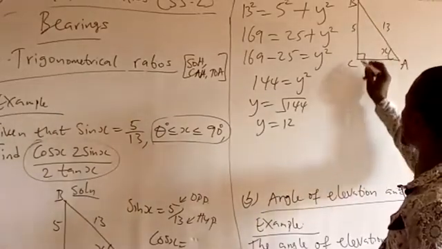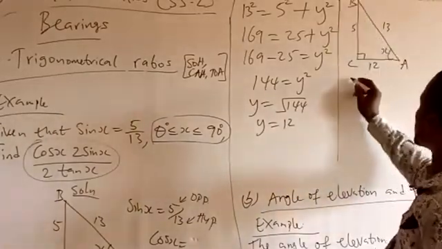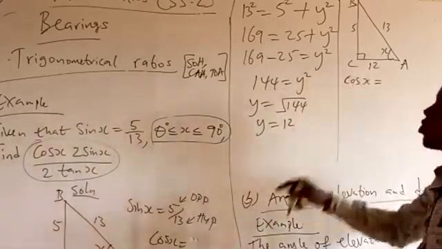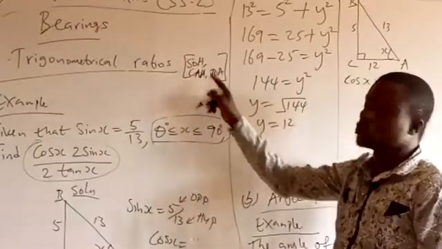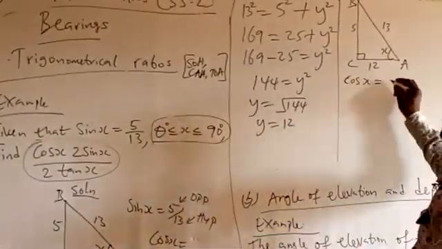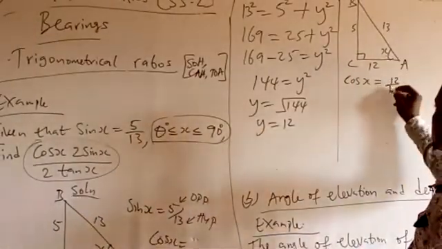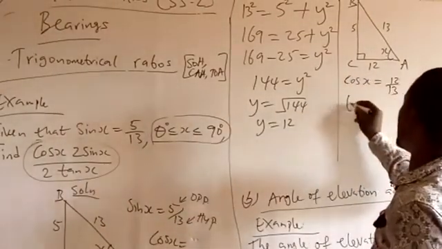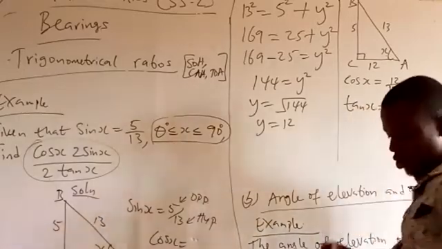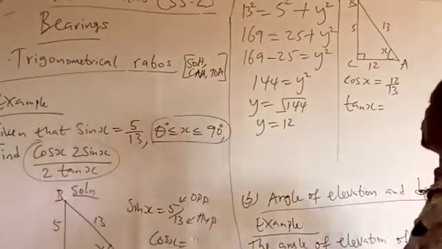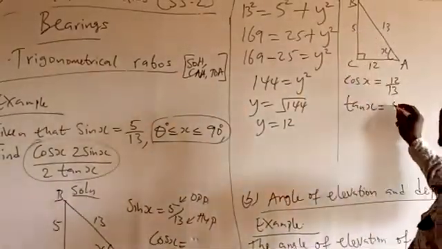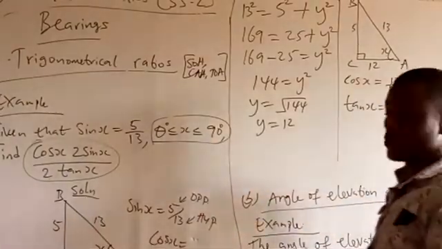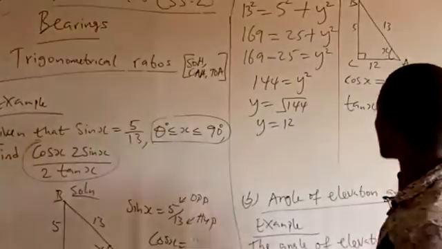So cos S equals, what is cos? Adjacent over what? Hypotenuse. What's adjacent here? It's 12 over what? 13 hypotenuse. Then similarly, tan S equals opposite over what? Adjacent. What's the opposite side? Is 5. What's the adjacent side? Over 12. I believe you already understand opposite adjacent from the trigonometrical ratio.